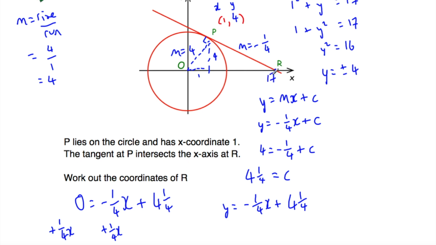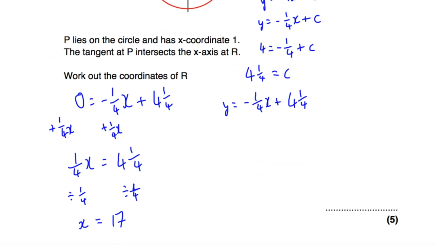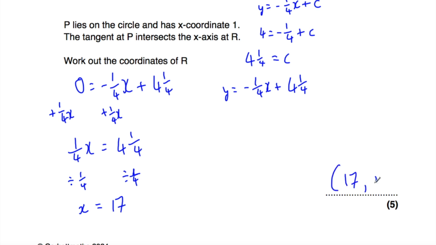Now, we've been asked to write down the coordinates of the point R. Well, that's just the x-coordinate. The coordinates will be 17, 0. So that's it. Let's write that down. R is the point 17, 0. And that's it. So we've found the coordinates of R, where that tangent crosses the x-axis. Okay, let's look at our next question.